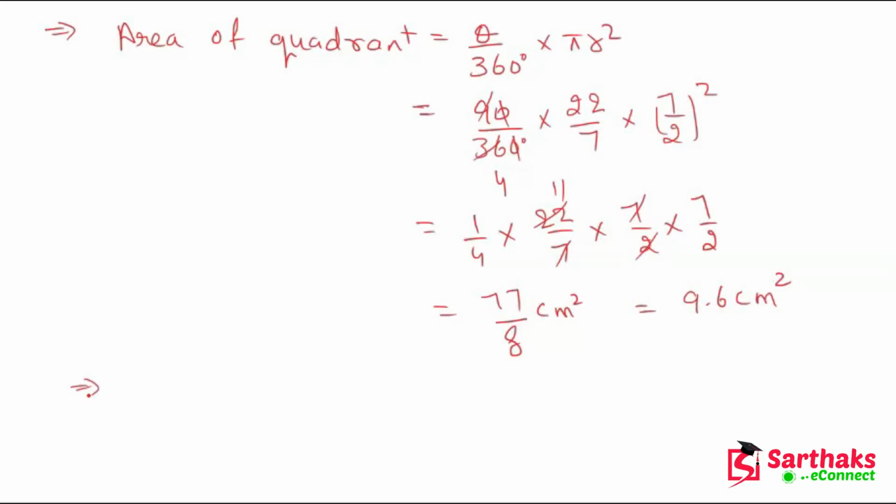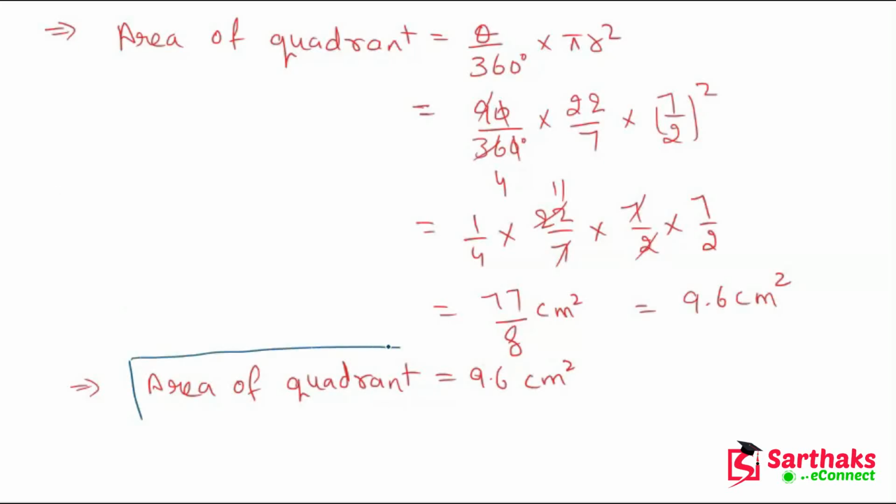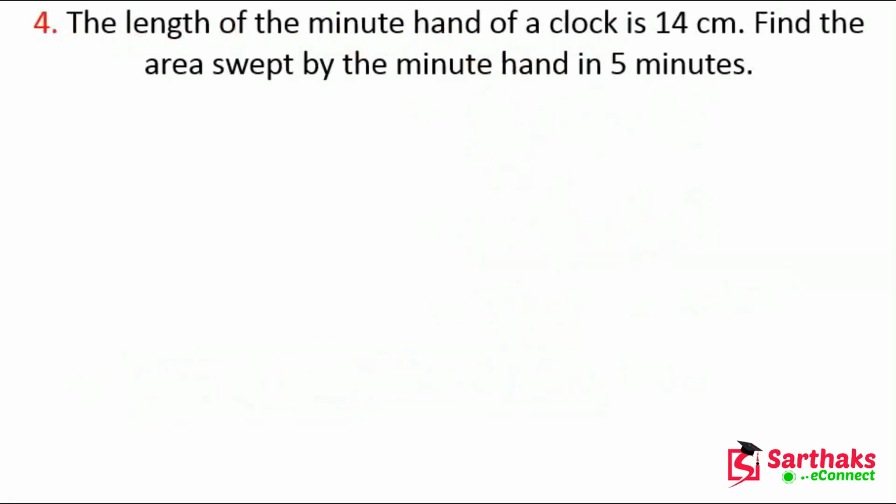So the area of quadrant is equals to 9.6 centimeter square. Okay, my dear friends, this is our answer. So now let's move on.